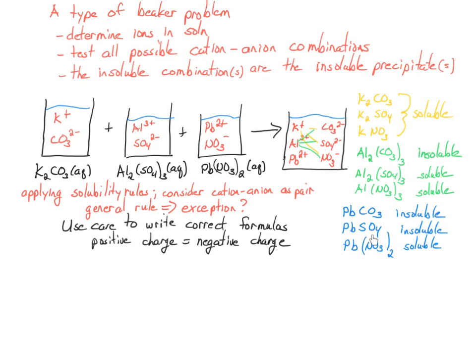Most sulfates are soluble. However, lead sulfate is insoluble. It's one of the exceptions. All nitrates are soluble. There are no exceptions. Now, to answer the question, the insoluble combinations are going to be our precipitates. In this case, there are three: aluminum carbonate, lead carbonate, and lead sulfate.